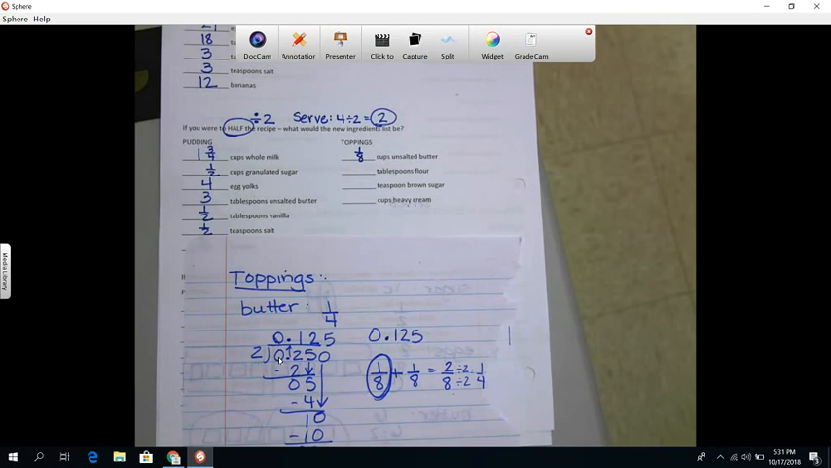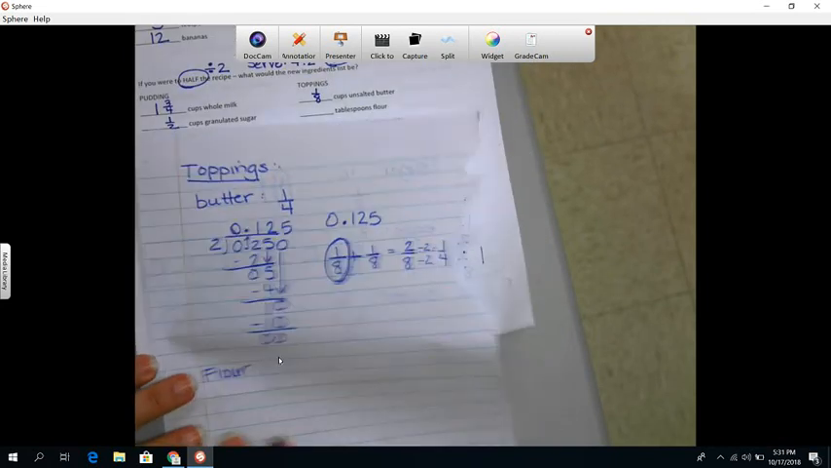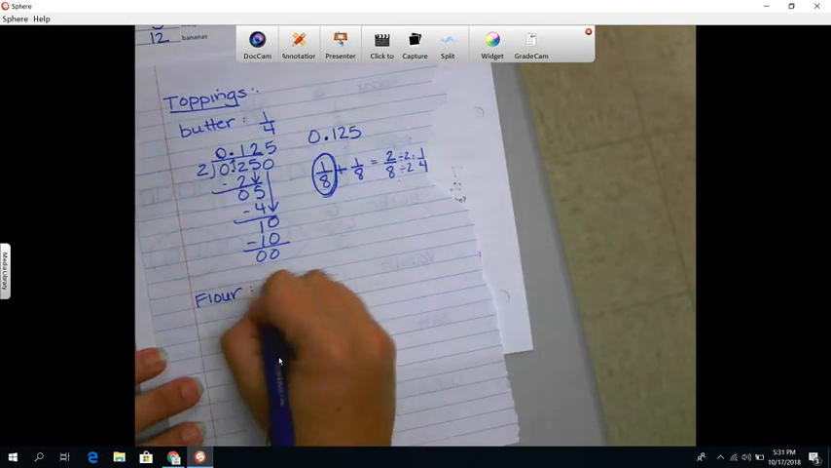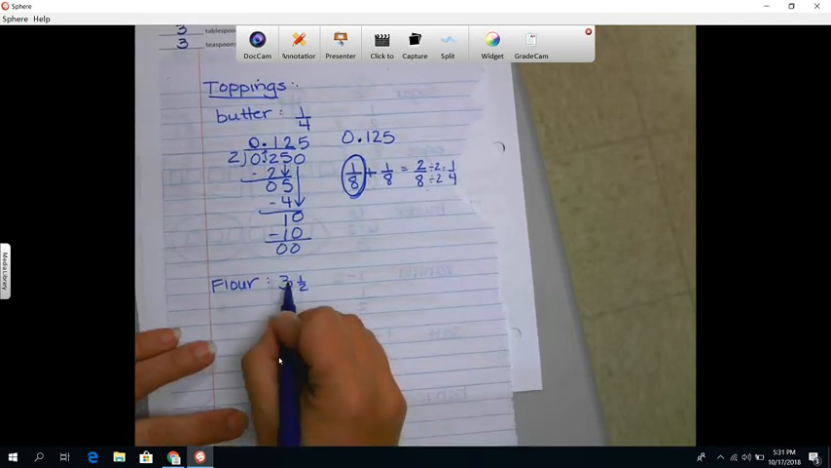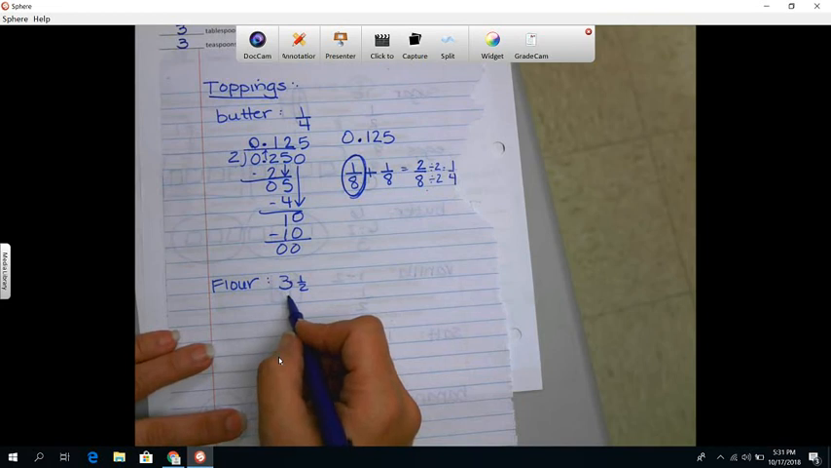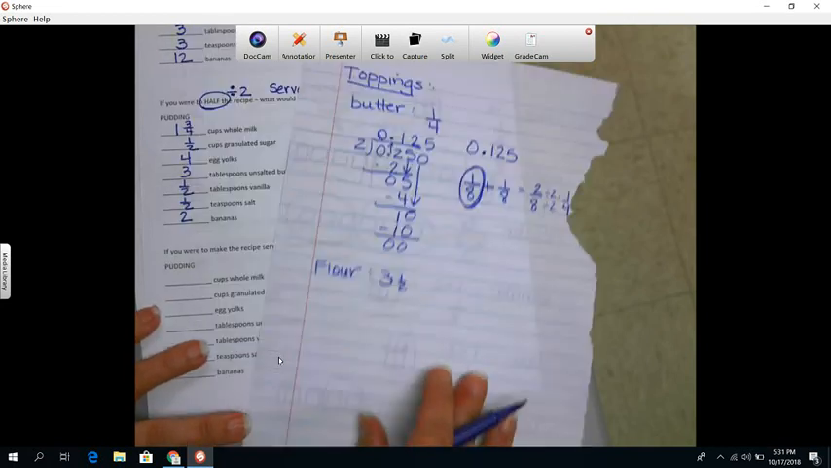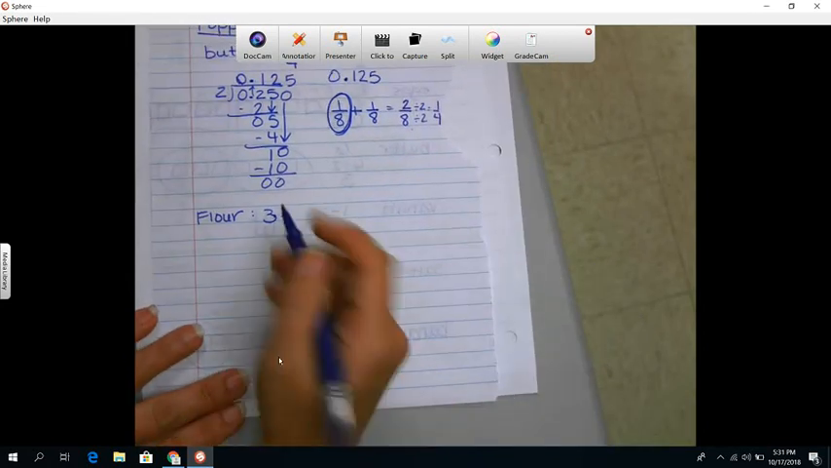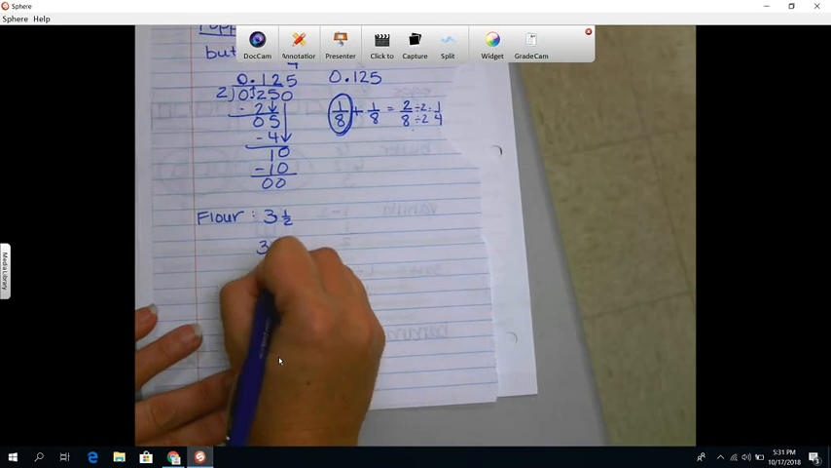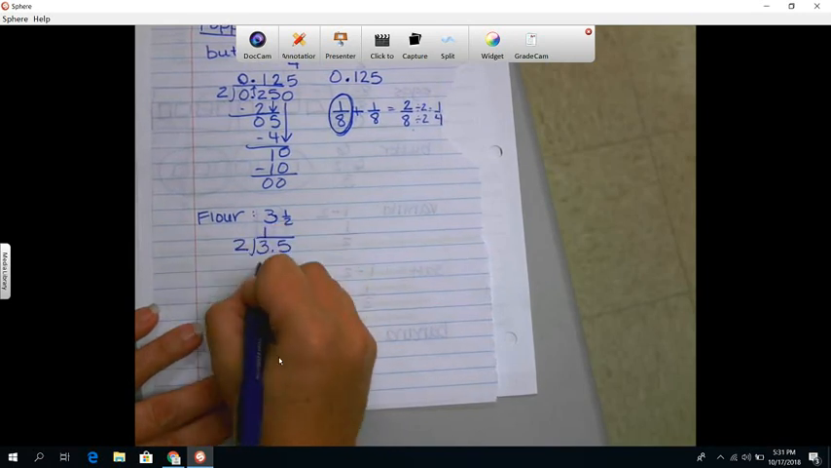Flour. For flour, we needed 3½ teaspoons. And we're halving it. So we need to divide it by 2. So I know that if I half my flour, it's the same thing as what I did over here for my milk, right? So I'm going to go 3½, which is 3.5, divided by 2. That's going to give me 1.